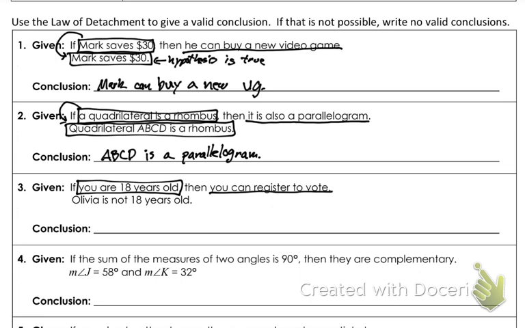This is where people overthink it. So I'm like, okay, Olivia is not 18 years old, so she can't register to vote. You can't make that conclusion based upon the law of detachment. Law of detachment doesn't talk anything about if your hypothesis fails. It's only if it comes true. Is it pretty easy to think that she won't be able to register then? It's very easy to think that. That's where people get mistaken.